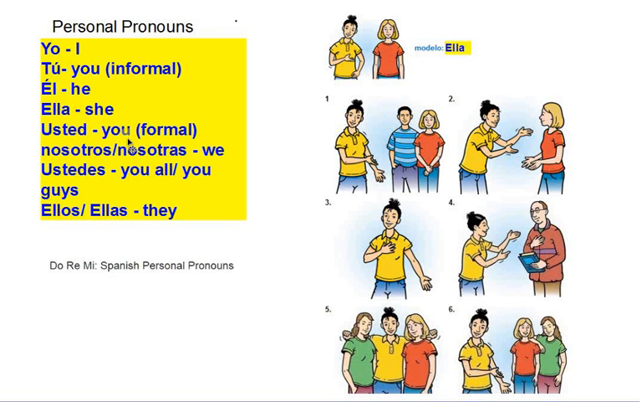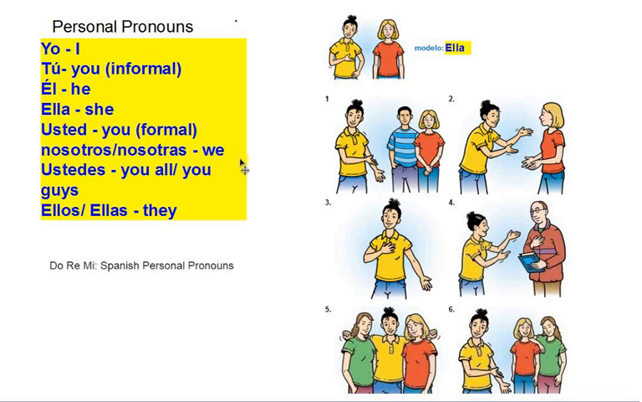Usted also means you. Remember we had this discussion before? You have you, tú, and you have you, usted. It can also be written with ud, okay? And they both mean the same. They both mean you, but this one is informal and this one is formal. When are you going to use usted? When you're talking to somebody that is much older than you, or somebody that you need to show respect, or you don't know.